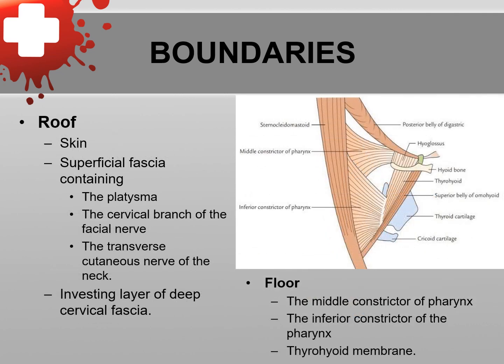Looking at the structures forming the roof, or the structures above the carotid triangle, we have the skin, the superficial fascia, and the deep fascia. The superficial fascia contains the platysma muscle, the cervical branch of the facial nerve, and the transverse cutaneous nerve of the neck. The floor is formed by three structures: the middle constrictor muscle of pharynx, the inferior constrictor muscle of pharynx, and the thyrohyoid membrane.